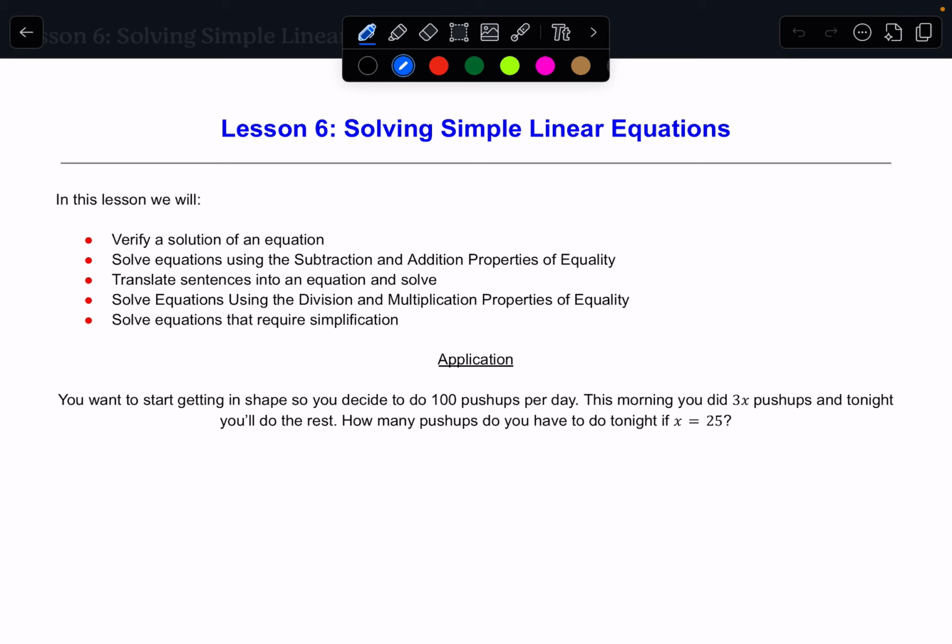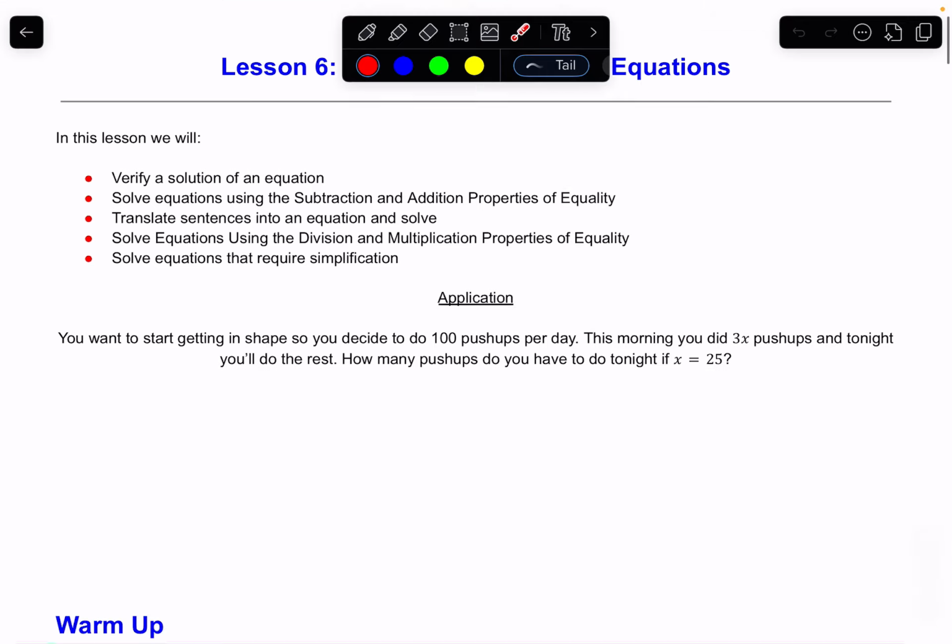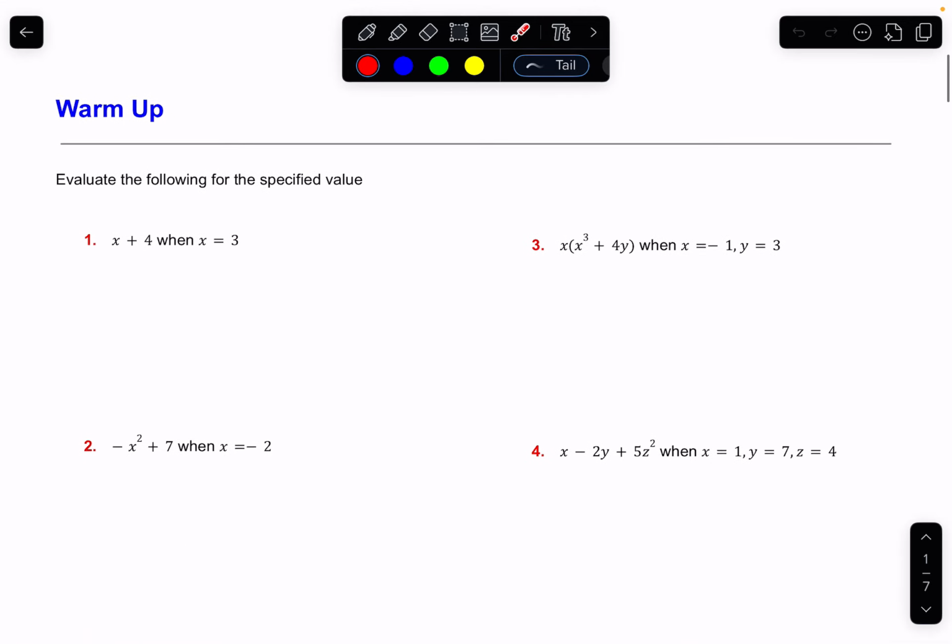That means 3x would be 3 sets of 25. So you did 25 three times. And if you want to do 100 total, we're going to be able to find out what is left over at the end. We're going to be able to set that up as an equation. But for right now, we're going to move on from it. We'll come back later. So a little bit of a warm-up.